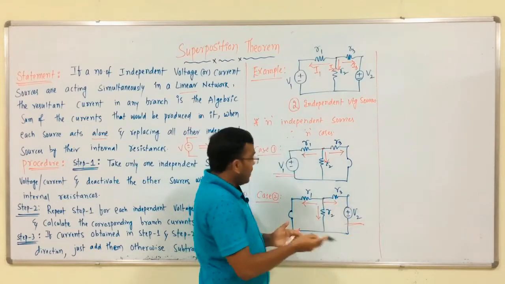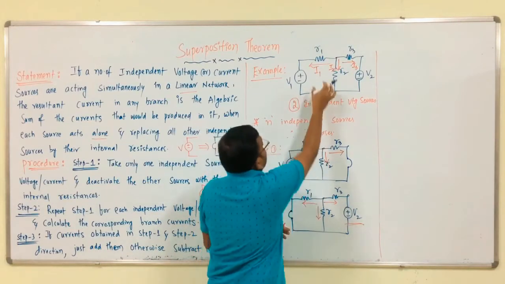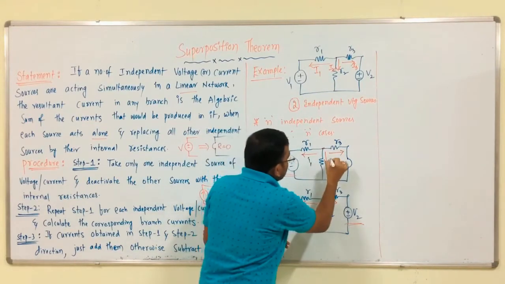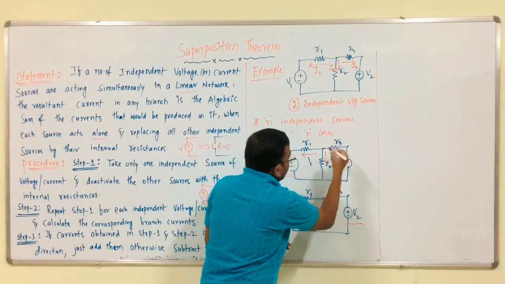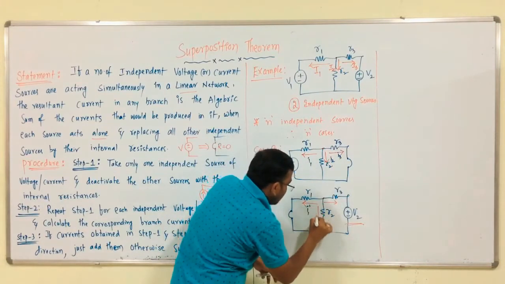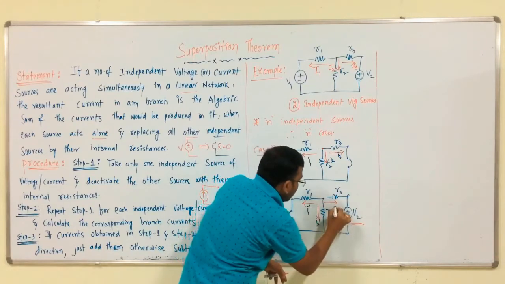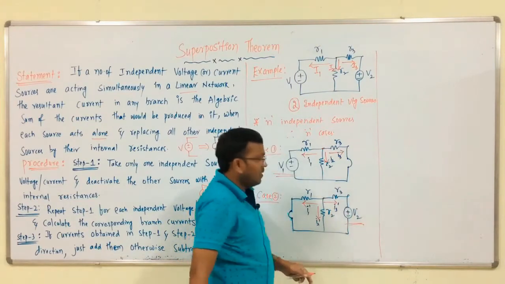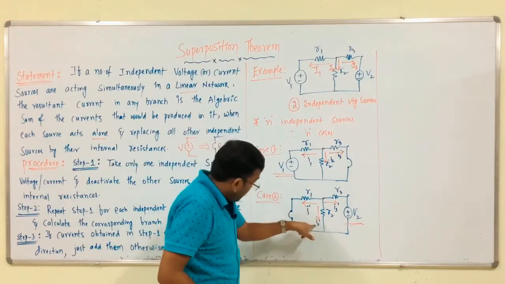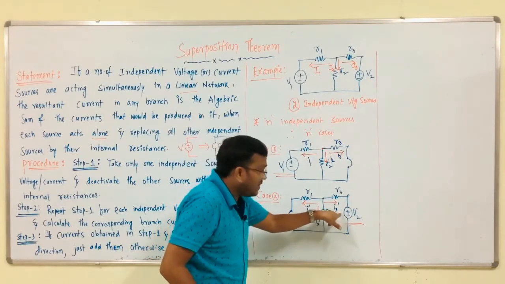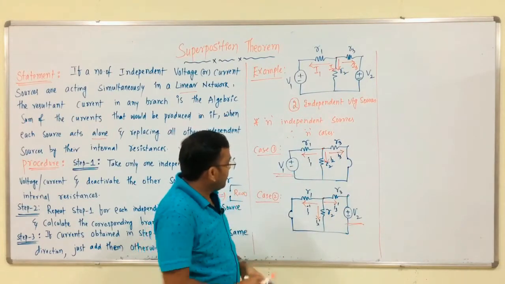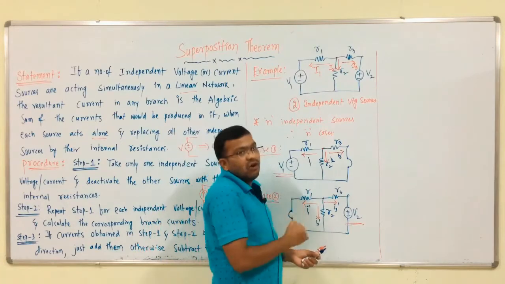Clear? Now, it should be, for example, capital I1, no? This is small I1, this is small I2, this is small I3. Like this, this is I1 dash, this is I2 dash, this is I3 dash. If we have, for example, case 3, I1 double dash, I2 double dash, I3 double dash, like this. Okay. So, I am assuming this current direction always away from this.